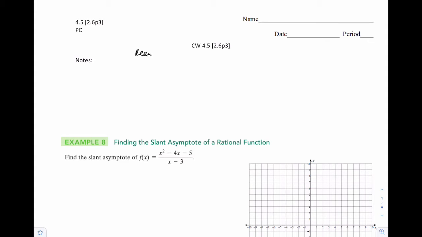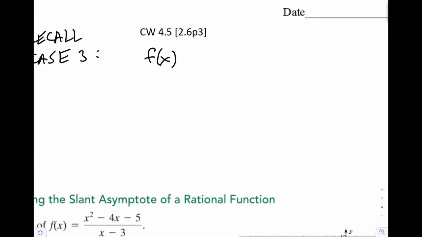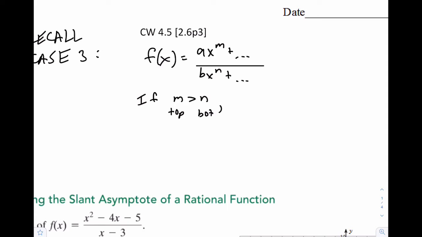So recall case 3 from a couple of days ago. Write this function down. This is some generic rational function. Case 3 is a situation where there is no horizontal asymptote, and you might recall that happens if m, the top, is greater than n, the bottom. There is no HA. That's what we covered a few days ago.